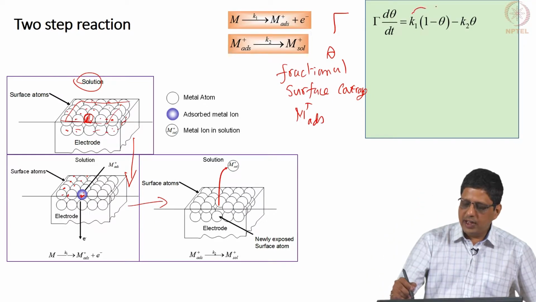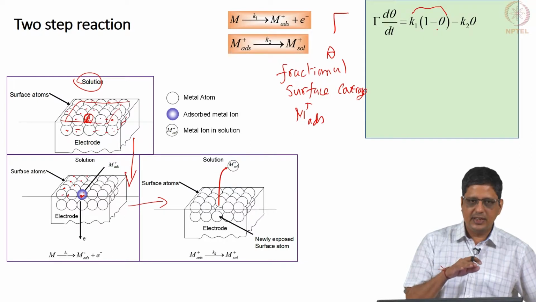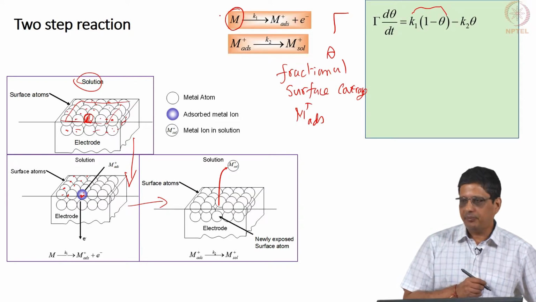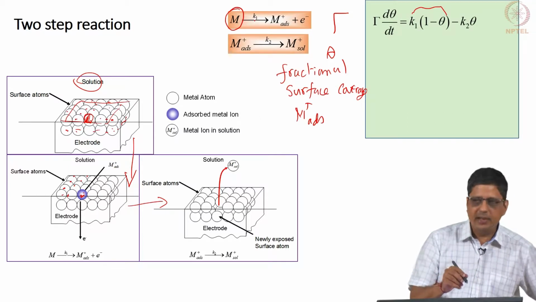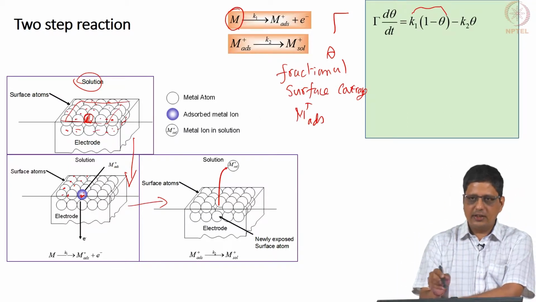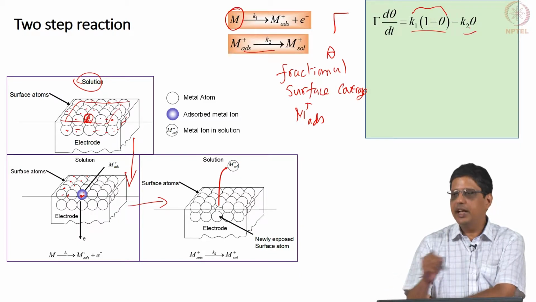So, this forward reaction, first reaction rate is given by K1 (1 minus theta). Theta tells how much fraction of the surface is covered by M adsorbed, 1 minus theta tells how much of the surface is remaining as M. So, I want to write the reaction here, these are considered as elementary reactions. If I know the species and I know the rate constant, I can write the rate of the first reaction is K1 (1 minus theta). Rate of the second reaction is going to be K2 theta, right.